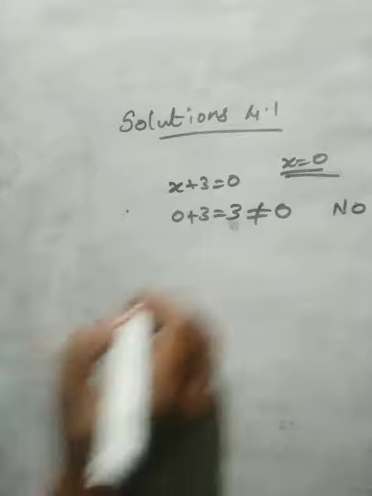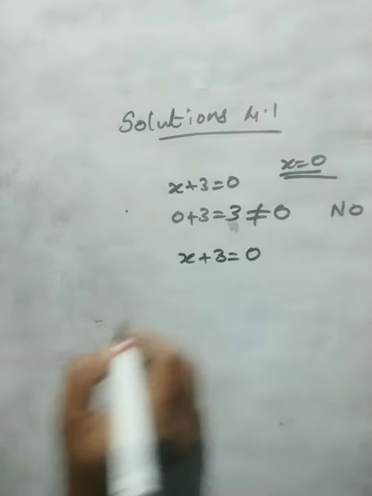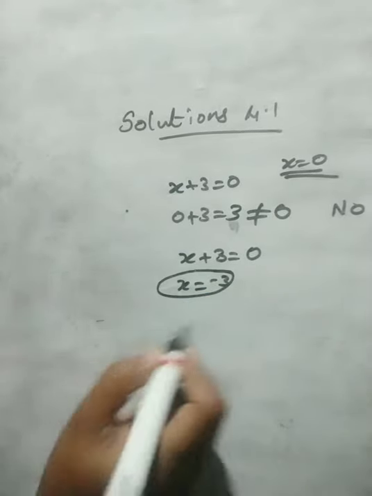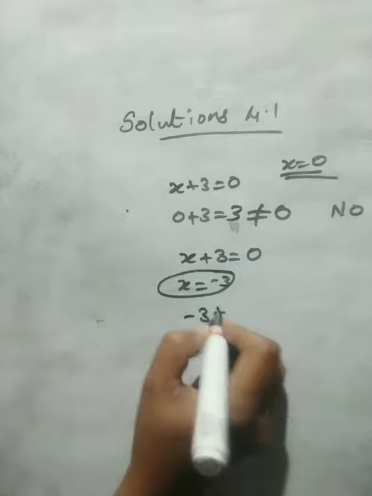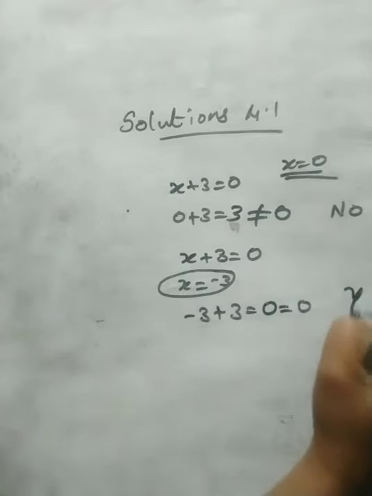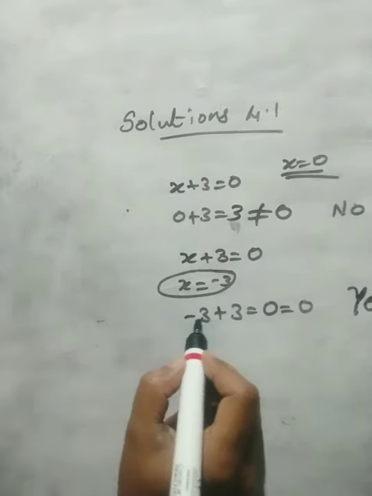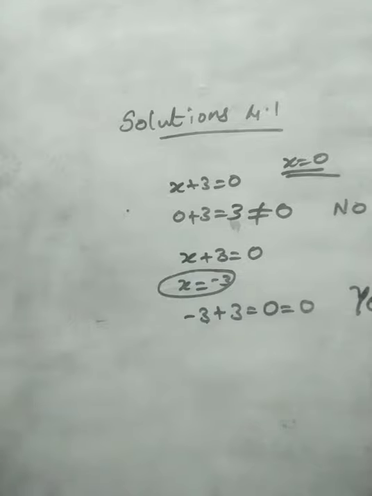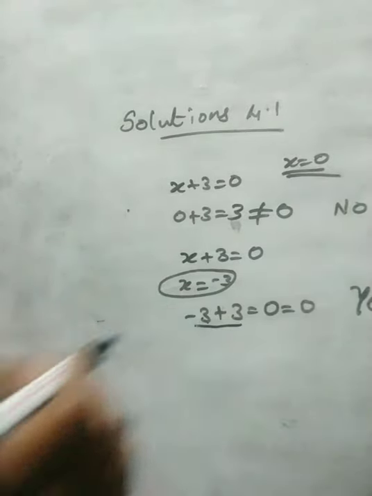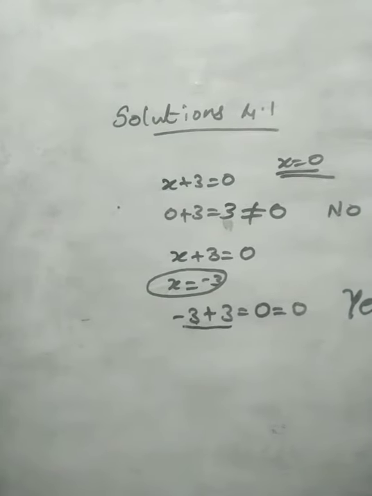Next condition, here it is. X plus 3 is equal to 0. Then they have said x equal to negative 3. So this value we have to apply here. Negative 3 plus 3 is equal to 0. That is satisfying, so we can write yes. That is, negative 3 and 3 are additive inverses. When we add additive inverses, the answer will be 0. Okay.